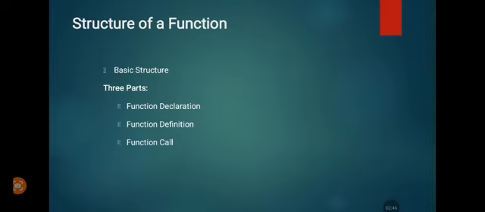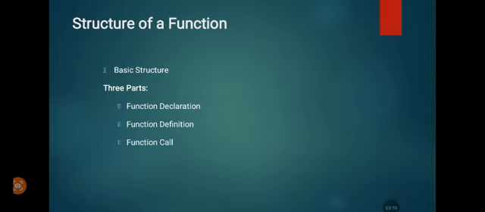Now, let us discuss the basic structure of a function. A function mainly contains three parts. First is function declaration. That means it tells the compiler about the function name, return type, and what parameters we use. The second is function definition.